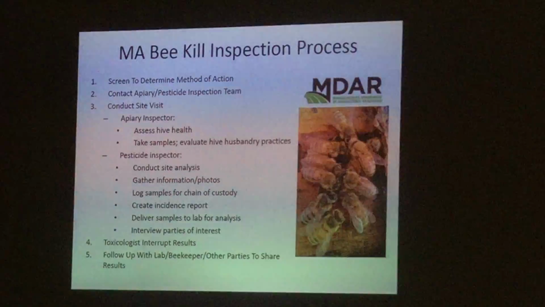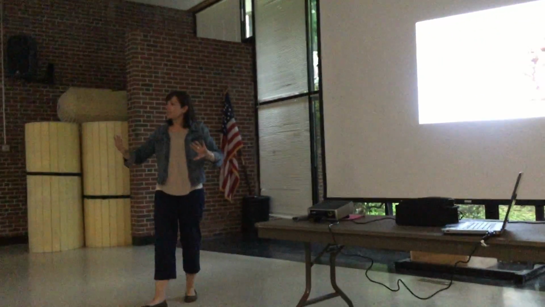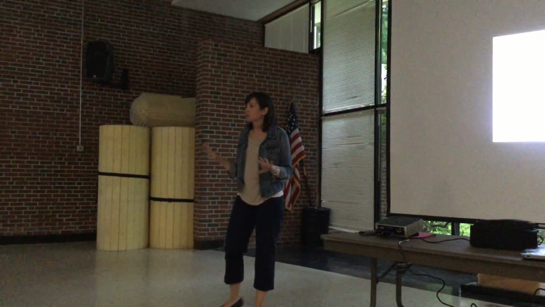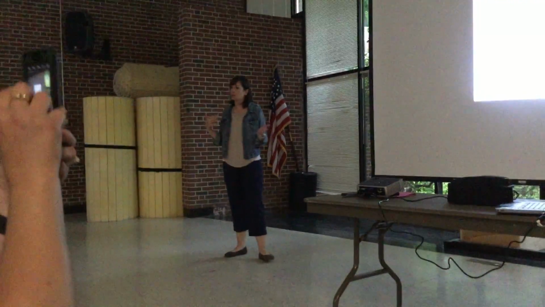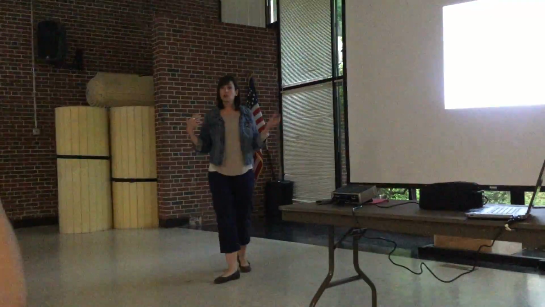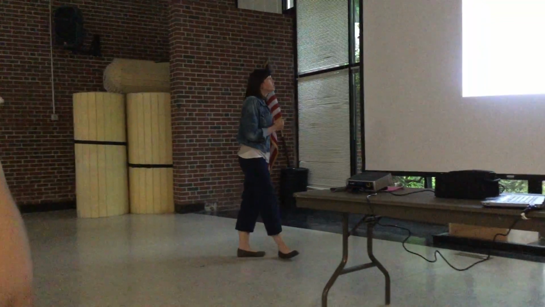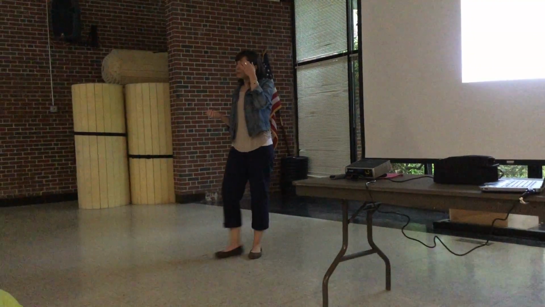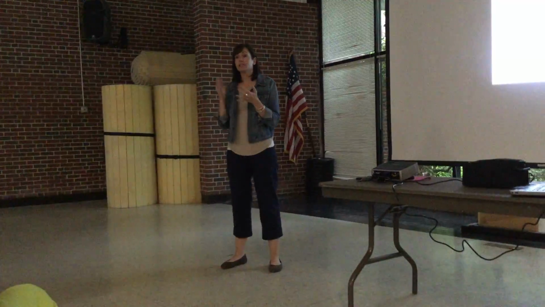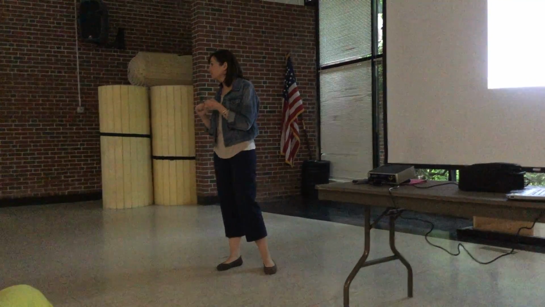Right now in Massachusetts, how it works is that if we get a bee kill call, ideally we want to get it vetted through the apiary program first. We have a list of questions that either a pesticide inspector or an apiary inspector will ask to start figuring out what happened. If we feel there's a potential that it could be a pesticide kill, we want an apiary inspector and a pesticide inspector to go out together to assess the hive.